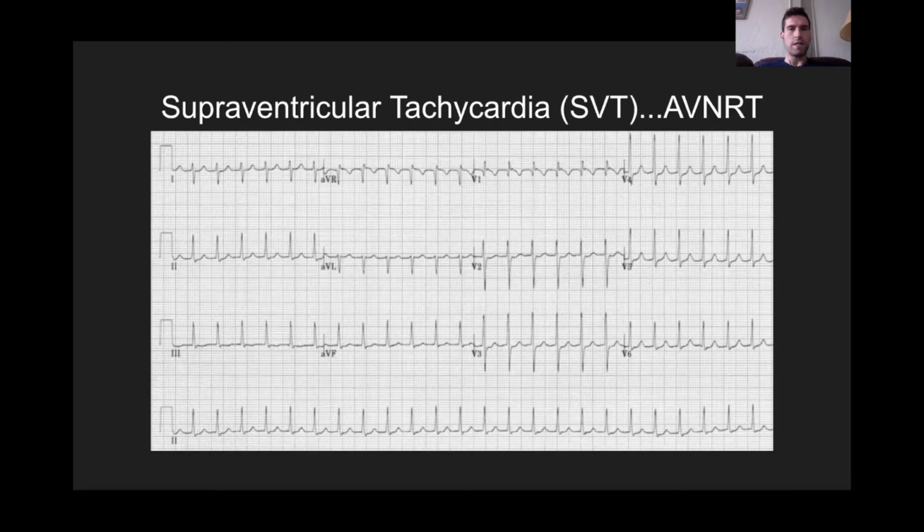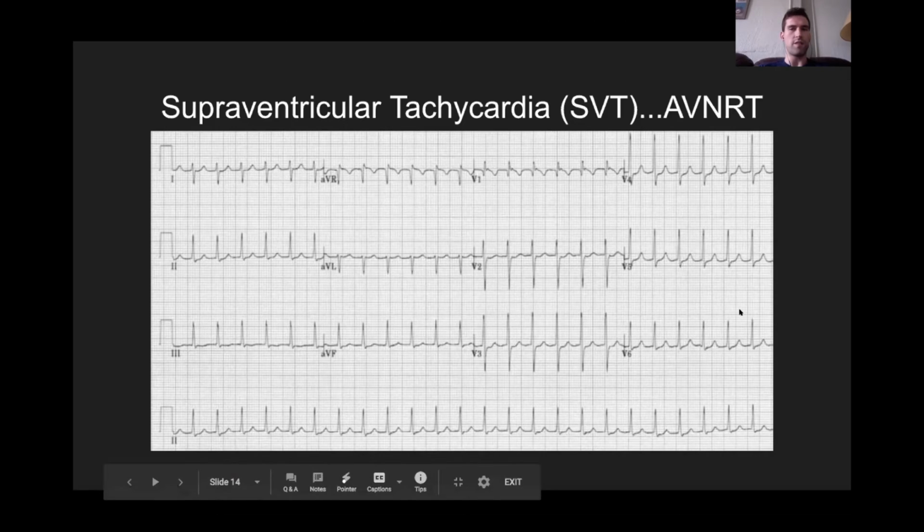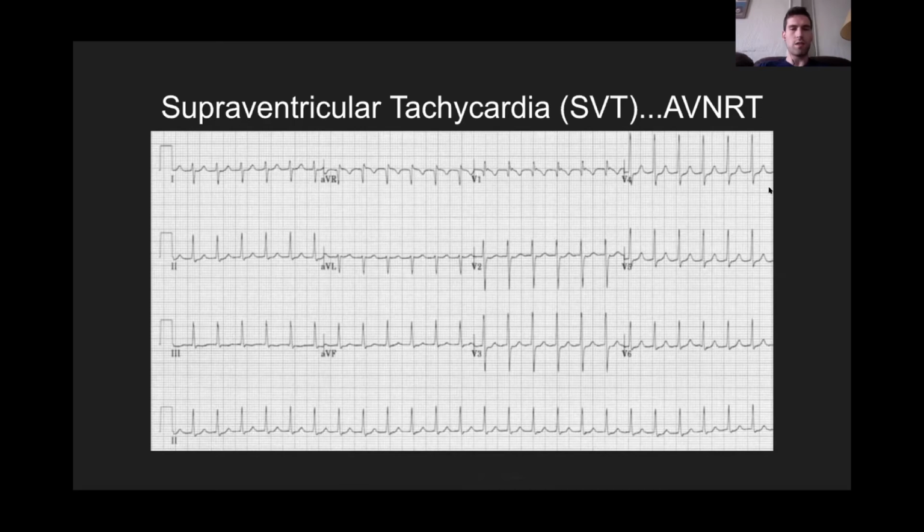So this is SVT, specifically AVNRT if you want to get fancy, which is the most common form of SVT, which we use as our catch-all vernacular. The tips to think about this, and I think Otis mentioned a similar thought process, is fast or slow, narrow or wide, regular or irregular. That gets you to a pretty narrow differential pretty quickly with these EKGs, in my opinion.